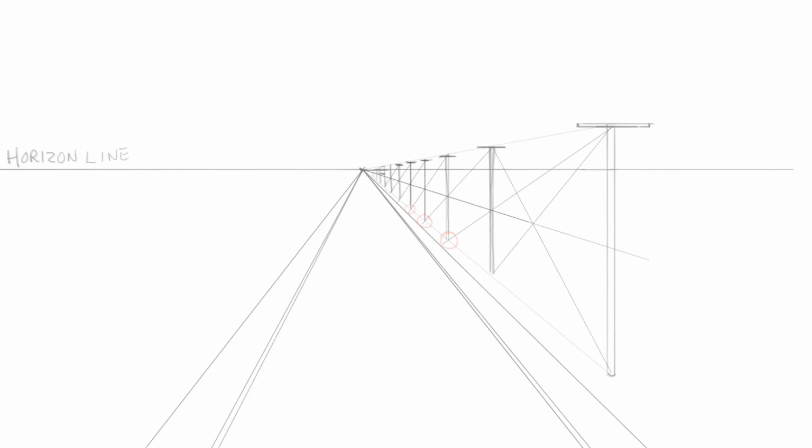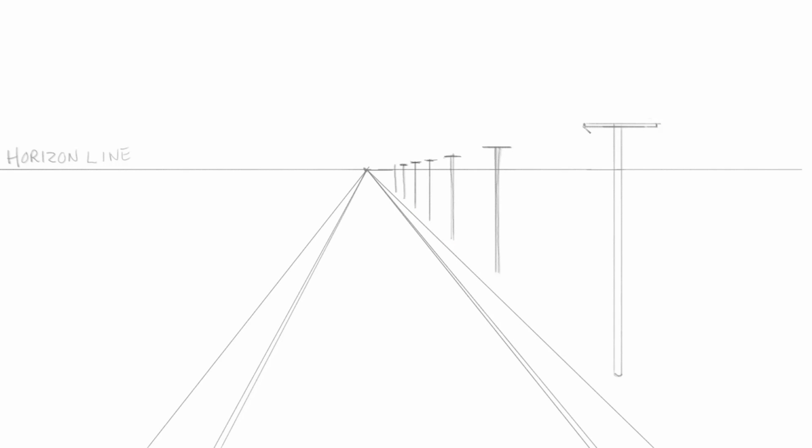Once you're finished with the guidelines, you can erase them. That's why it's important when you're drawing them to draw them very light. I'll draw some curved lines to connect the telephone poles together on both sides.